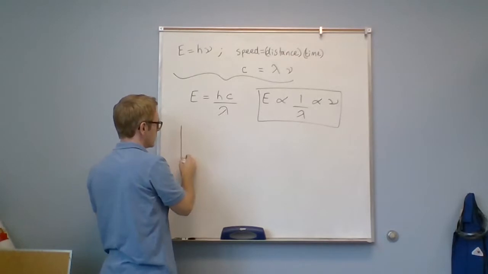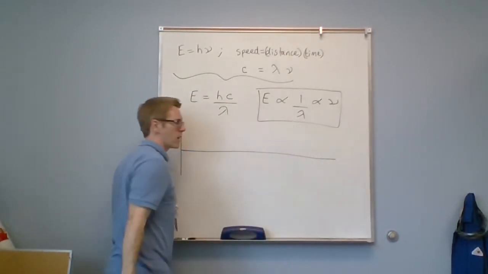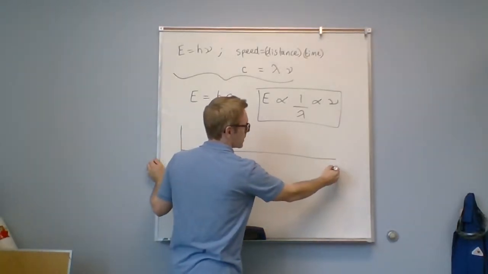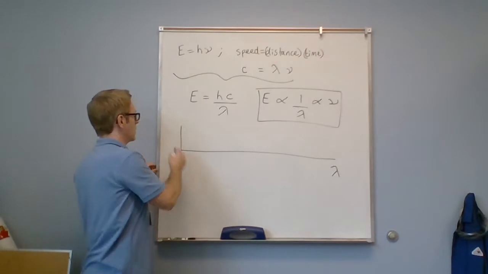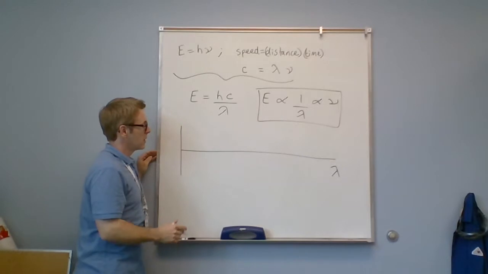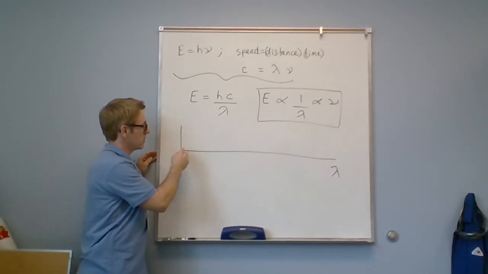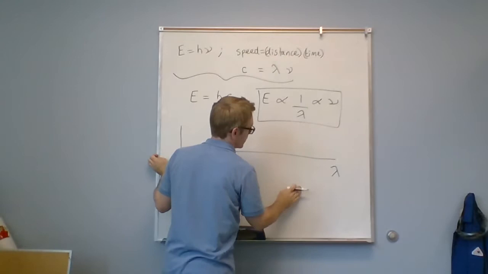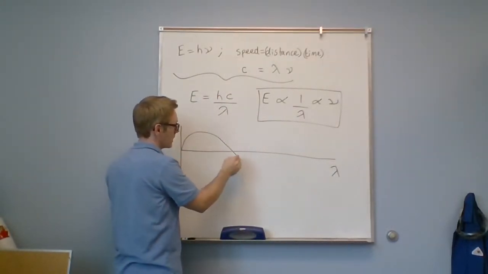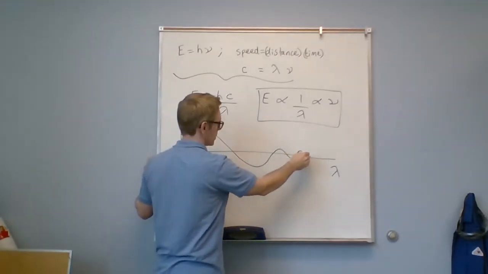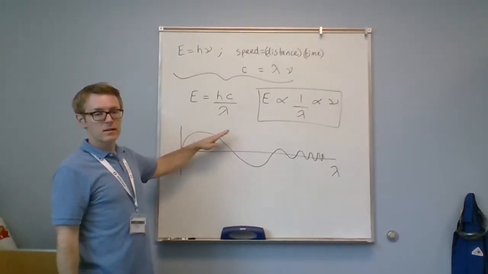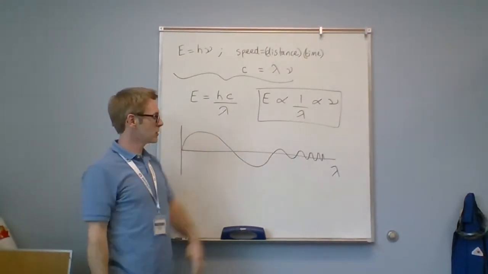So if I look at a spectrum, spectrum just means a range of possible values. If I were to plot wavelength on the x-axis, so if I were to look at a range of wavelengths, here we have long wavelengths, here we have shorter wavelengths.